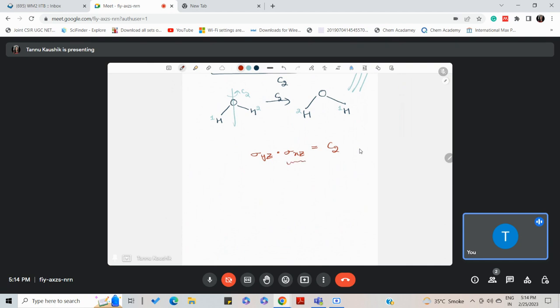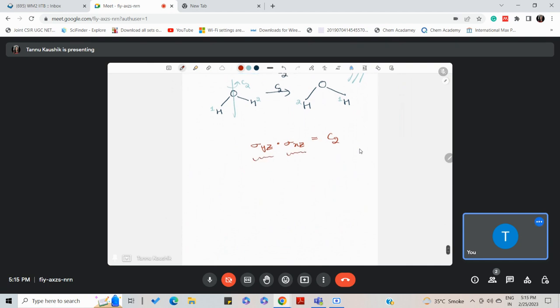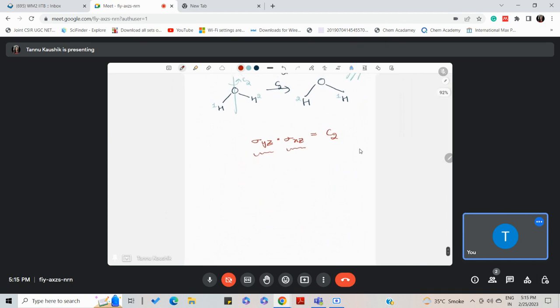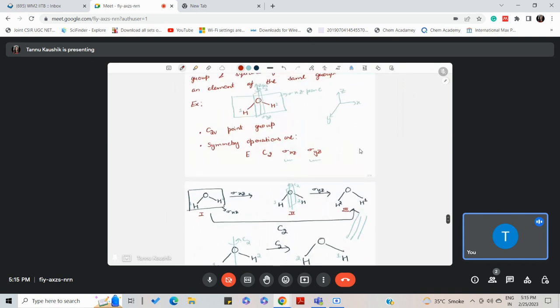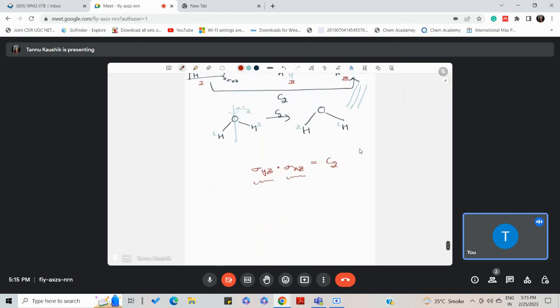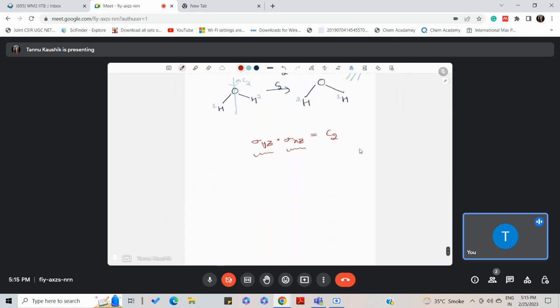So I'm writing it as this, that sigma xz will be applied first, then sigma yz will be applied. Okay. So here we can see that this C2 axis of rotation also falls into the same group. So this shows that it obeys the closure property of the group.